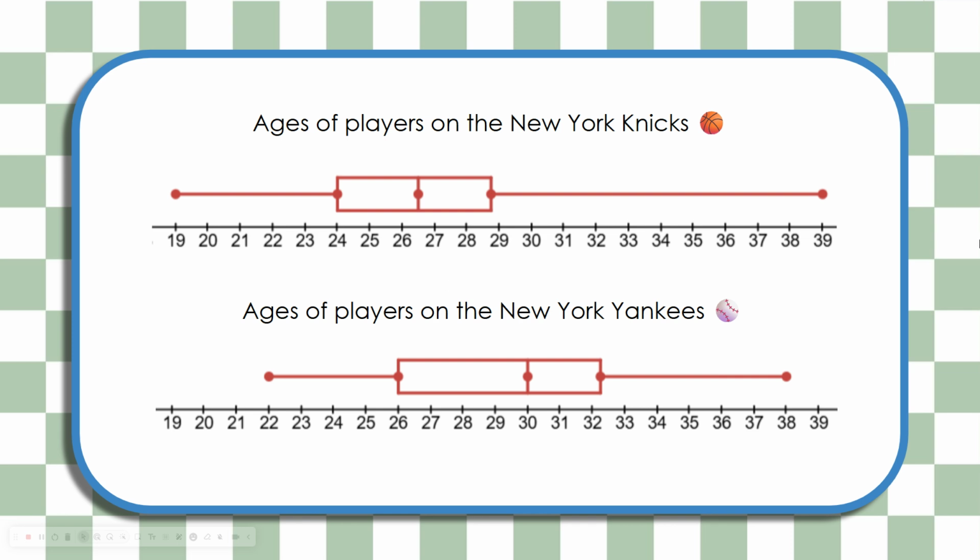Because even though the Knicks have the oldest player at 39, if you look at where this box is, half the team is in here for the Yankees. So half their team is between 26 and 32. Whereas the Knicks, they're down here in their 20s. So see how the Yankees box plot is pushed a little bit more to the right? That means in general, they're a little bit older. Also, their youngest player is 22, so everything is pushed a little bit to the right, except for that maximum, but that's just one person, so that doesn't matter too much.